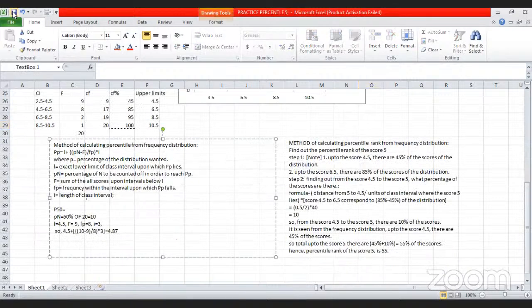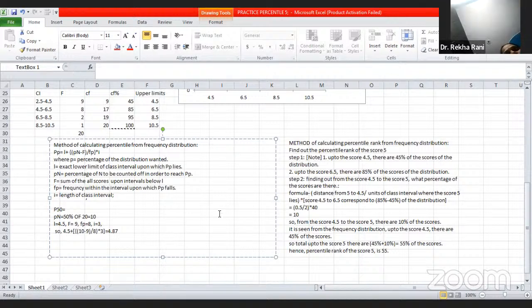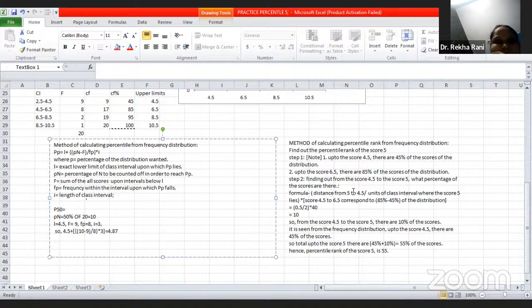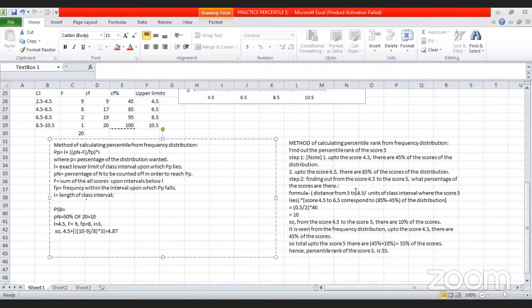Is it clear? Yes, ma'am. Okay. Now, another thing is the calculation of the percentile rank from the frequency distribution. This is the method of calculating the percentile from the frequency distribution. That is finding out the score from the percentile. And now we have the score. We have to find out the percentile rank. Okay.